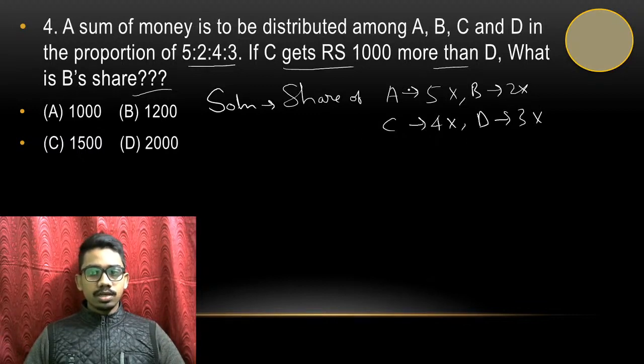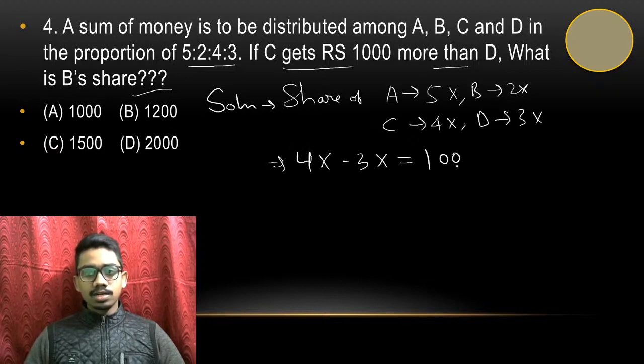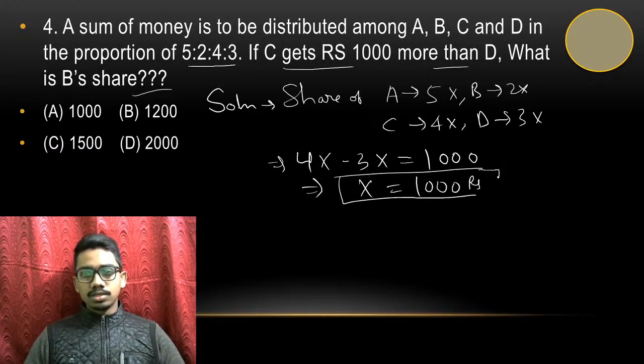So this is the share of A, B, C and D. And it is written here C gets 1000 more than D. So C is 4x. Alright. So 4x minus 3x equals 1000. This is how you form the equation. So C's value is 1000 rupees more than D. Then what is B's share? So you can get the value of x from here, that is 1000 rupees.